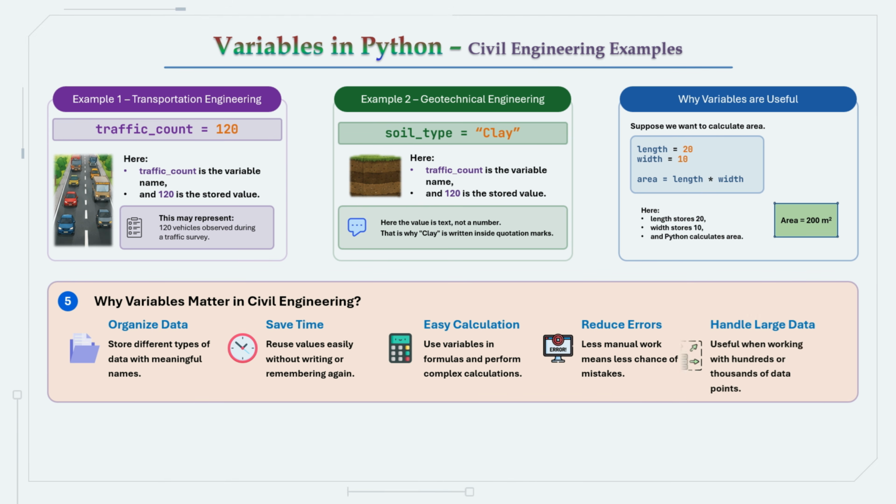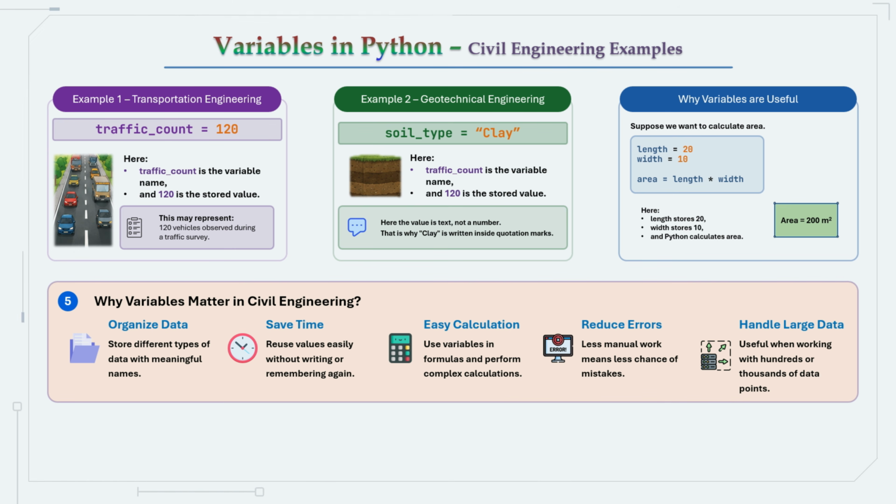Next advantage is handle large data. In civil engineering projects, we often work with large amount of data. For example, traffic survey data, soil investigation data, rainfall data, laboratory test data. Variables help us to store and manage this data properly.